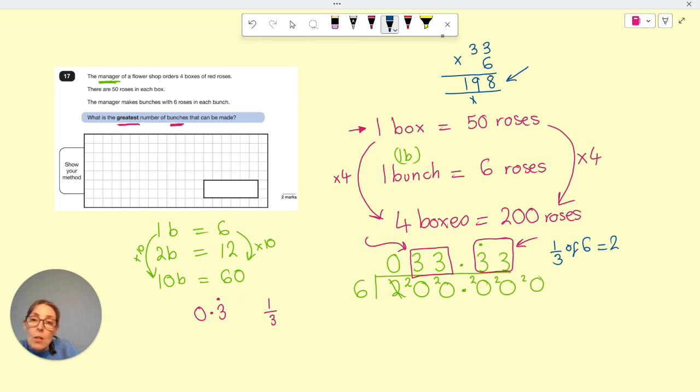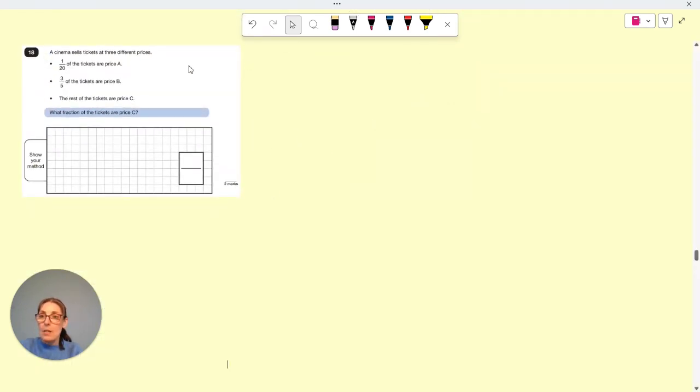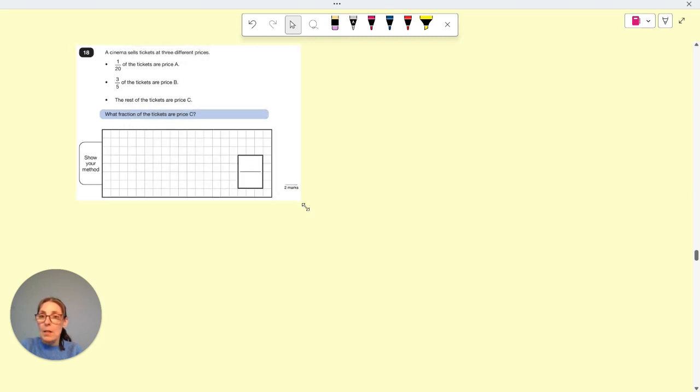So it says, what is the greatest number of bunches that can be made? We can't make 34 because this is all we've got left out of the roses. We can only make 33. So the answer here is 33. Okay. Let's have a look at number 18. Make it a tiny bit bigger.